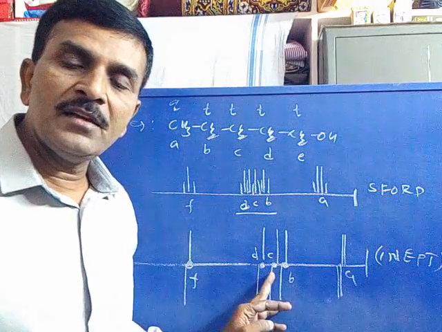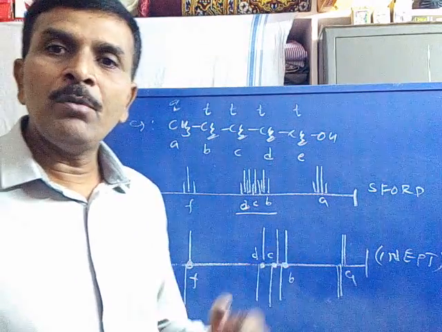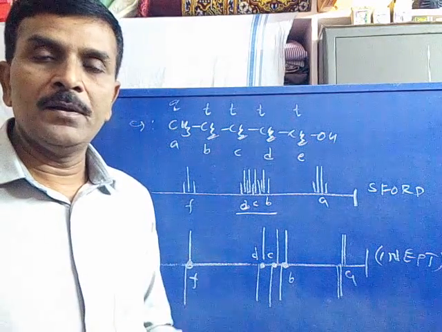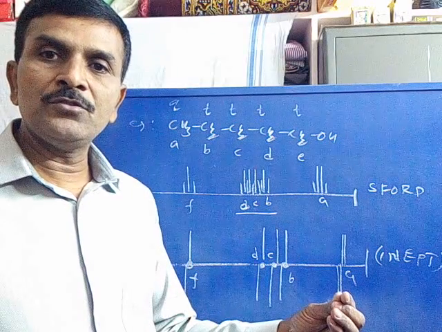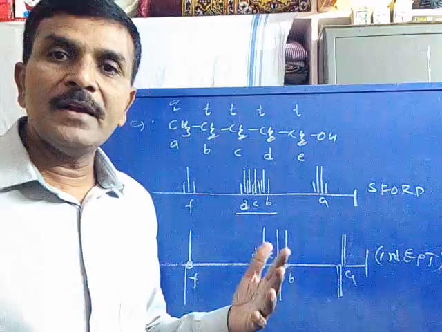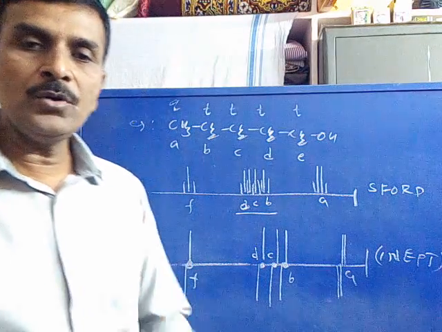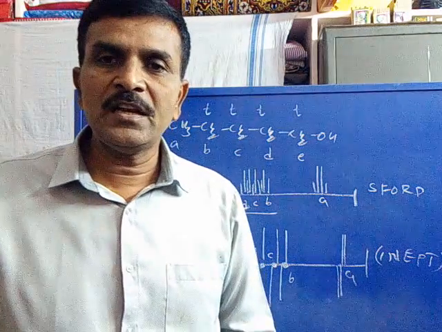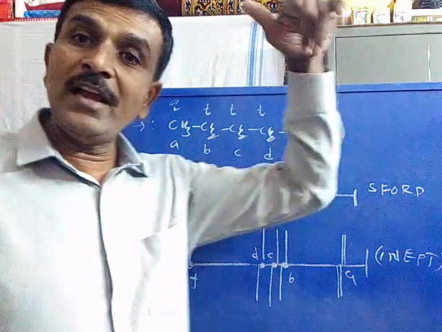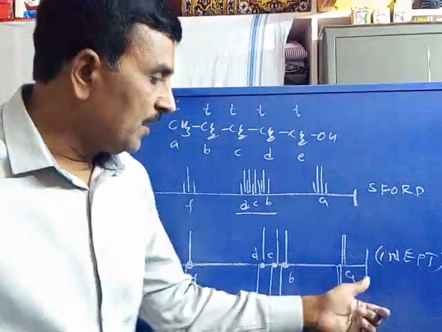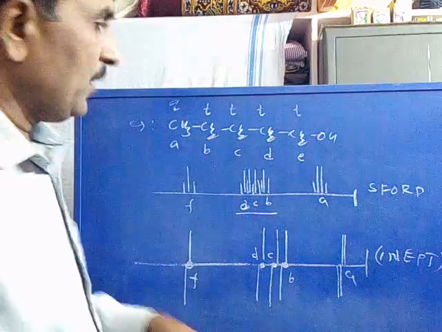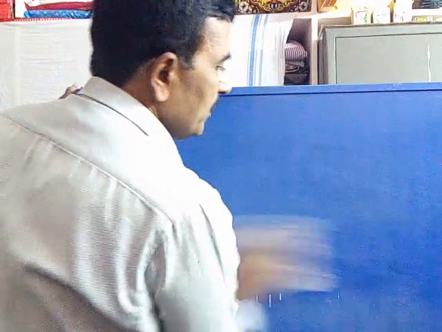B is a triplet, C is a triplet, D is a triplet. When we are able to predict the multiplicity, we can predict the type of carbon. When it is a triplet, it belongs to CH2. Is it clear? So B triplet, C triplet, D triplet indicate that B, C, D carbons belong to CH2 carbons. So this is about the INEPT experiment. No need to go for a selective proton decoupled experiment, as within the single spectrum we are able to predict. Is it clear? Now let us go for a few more examples for INEPT.